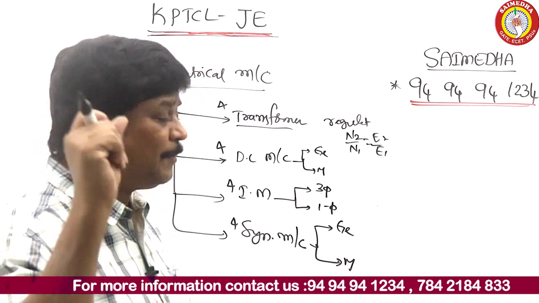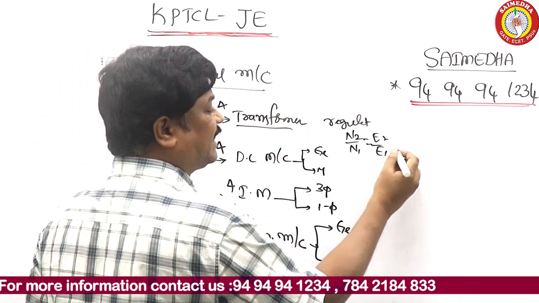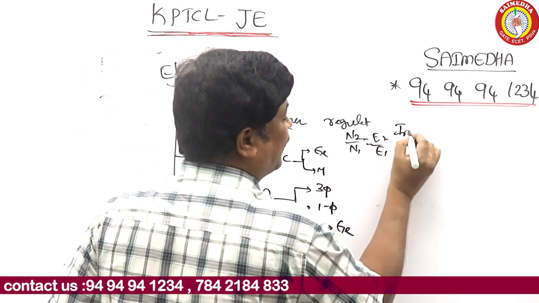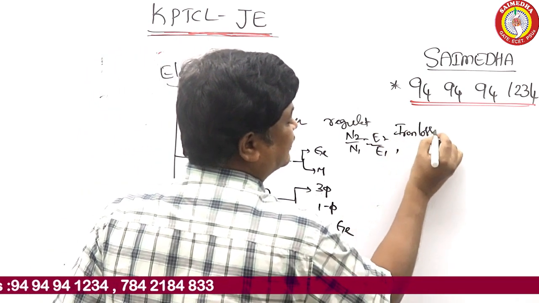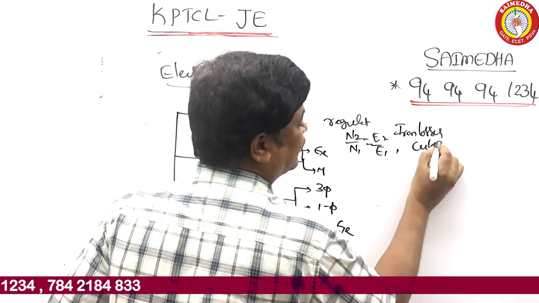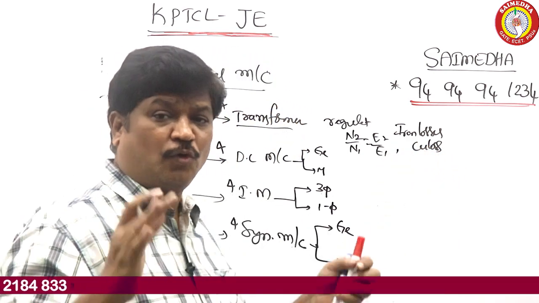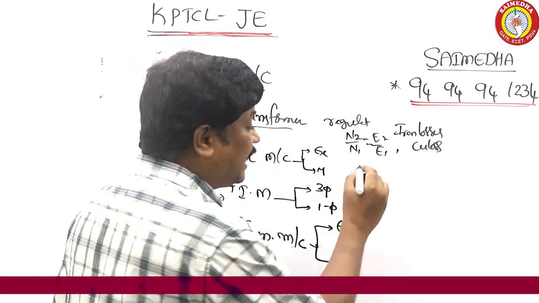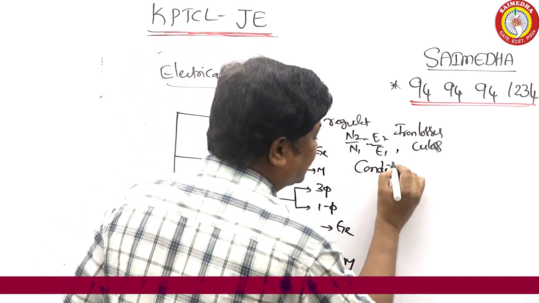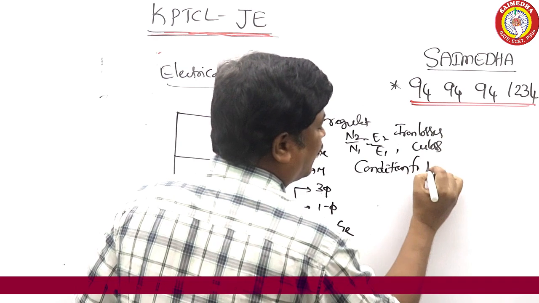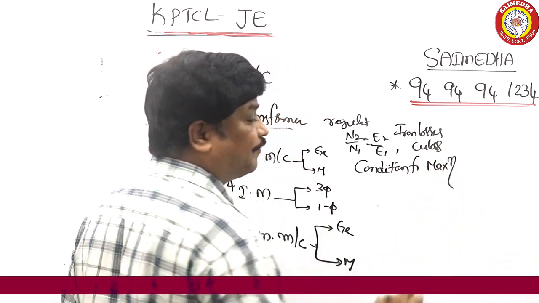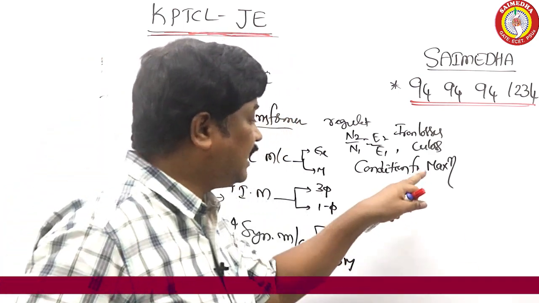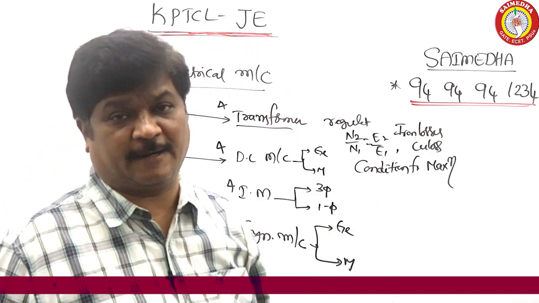And the very, very important question, in most cases, this is also a damn sure question: iron losses and copper losses. The copper losses at full load is something, at half full load is how many? And condition for maximum efficiency. What is the load kVA corresponding to maximum efficiency? In that also there is a problem expected.